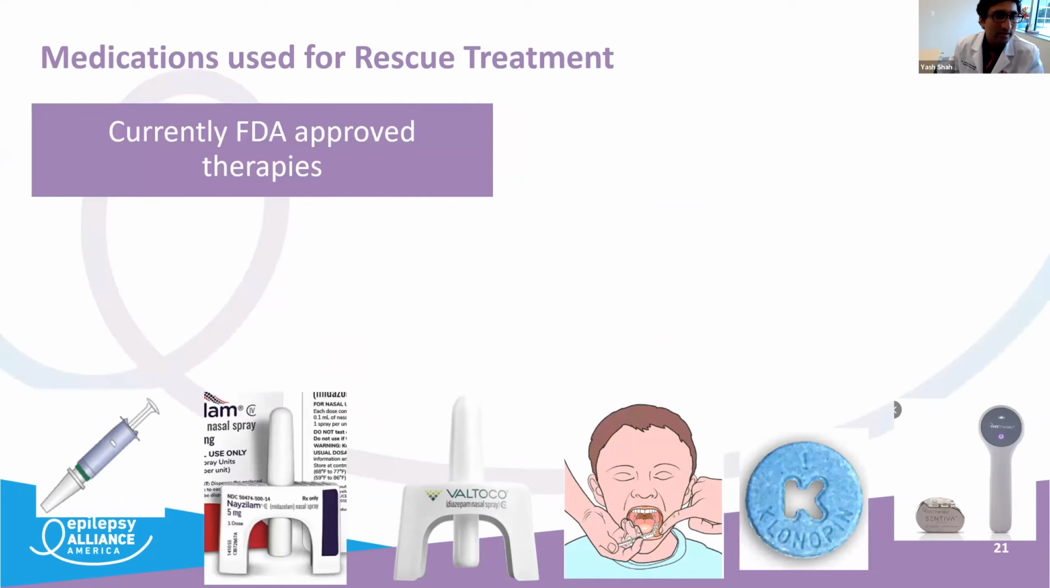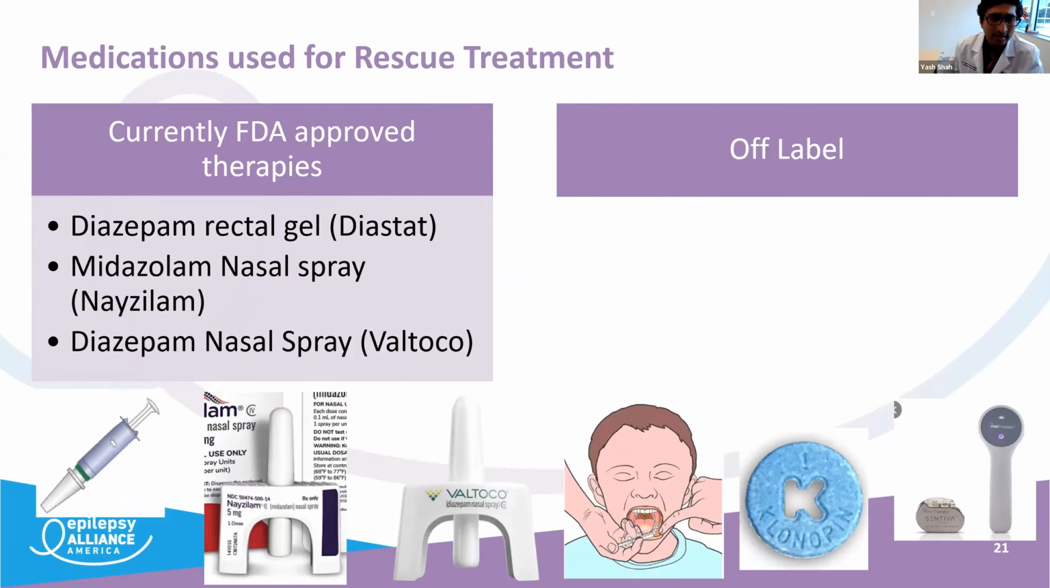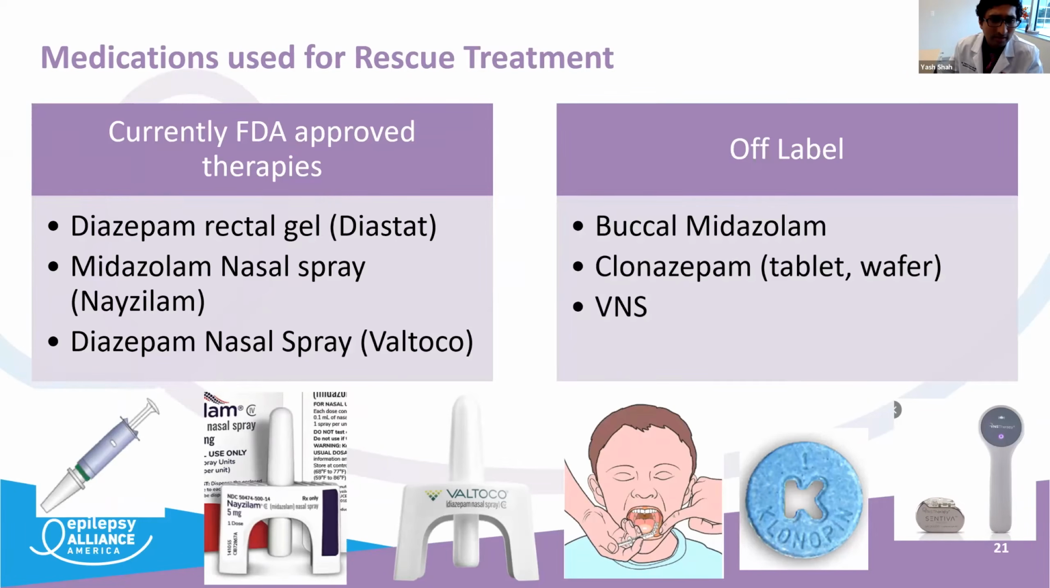The currently FDA-approved therapies are diazepam rectal gel, Diastat, midazolam nasal spray, Nayzilam, and the diazepam nasal spray, which is Valtoco. And then the off-label medications are buccal midazolam, clonazepam, which is an oral disintegrating tablet or wafer, and then the VNS, vagal nerve stimulator. We'll discuss in detail the first three on the left.